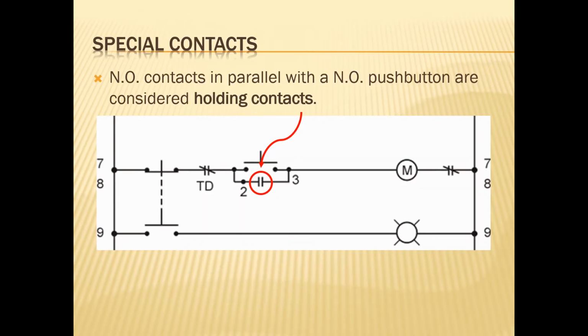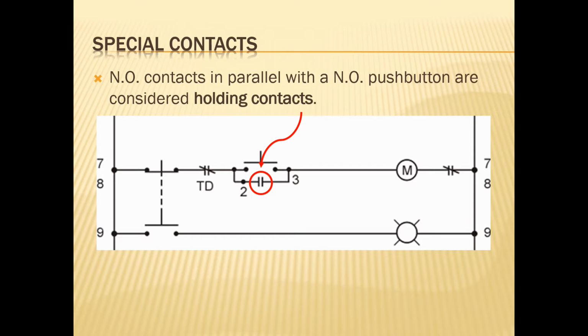We also need to be able to recognize the fact that we have special contacts within our circuit that we need to be aware of their function. The first one is my holding contact, which is a normally open contact that's always parallel to my start button. The job of this contact is to be able to hold the circuit in an energized state after I release the start button.